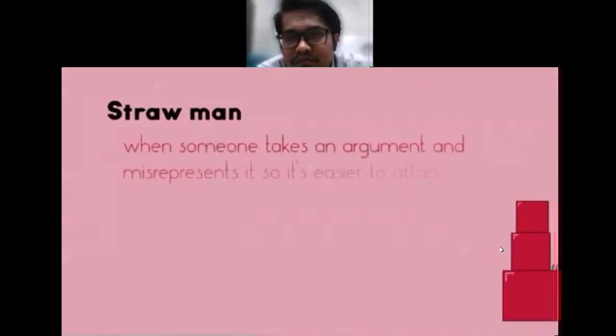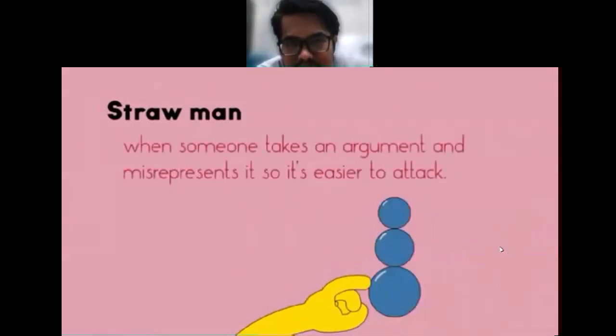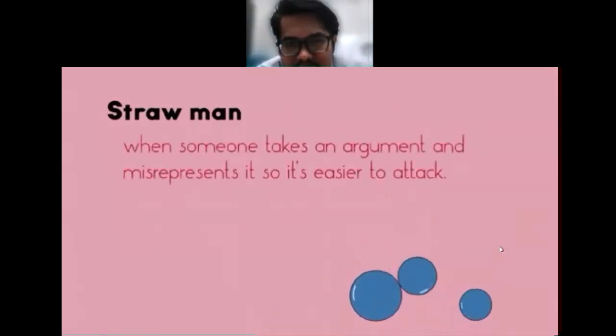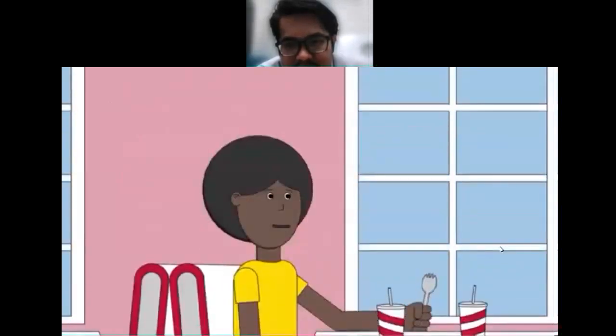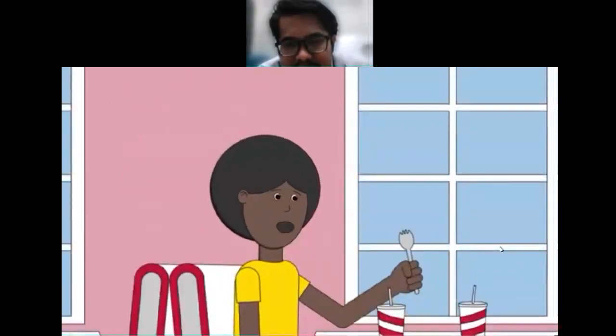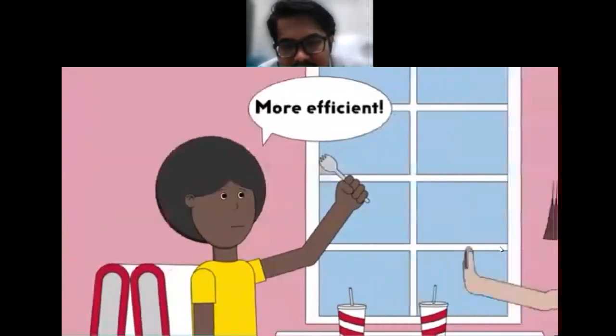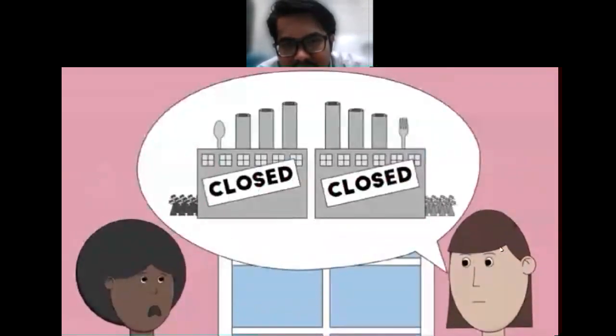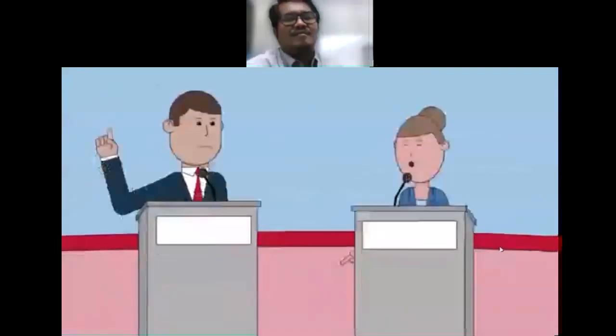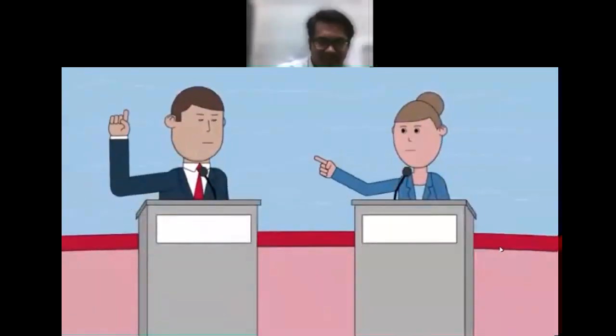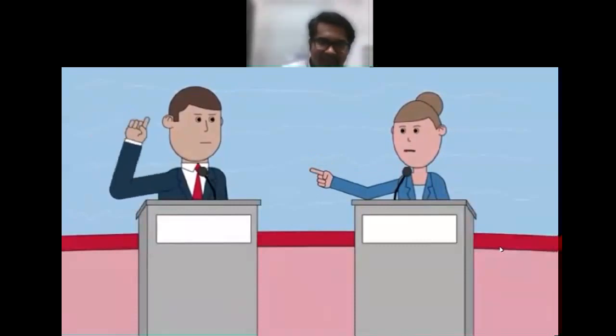A straw man is when someone takes an argument and misrepresents it so that it's easier to attack. For example, let's say Callie is advocating that sporks should be the new standard for silverware since they're more efficient. Madeline responds that she's shocked Callie would want to outlaw spoons and forks and put millions out of work at the fork and spoon factories. A straw man is frequently used in politics in an effort to discredit another politician's views on a particular issue.